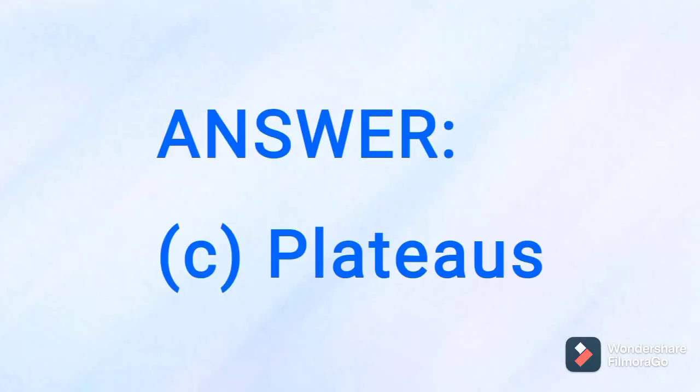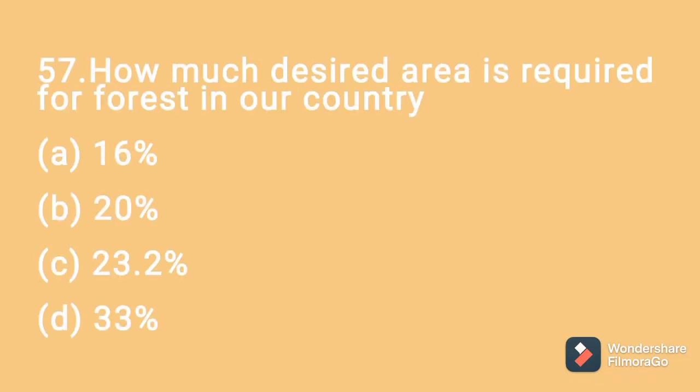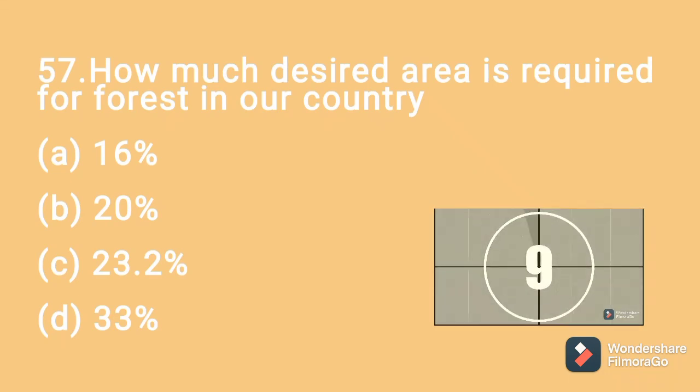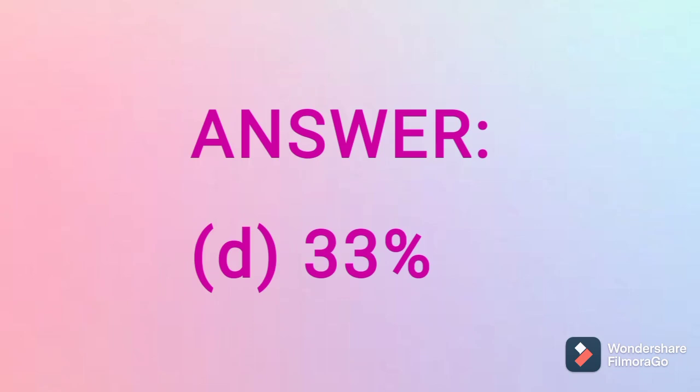And the answer is option C. Plateaus. 57th question. How much desired area is required for forest in our country? Option A 16%, option B 20%, option C 23.2%, option D 33%. And the answer is option D, 33%.